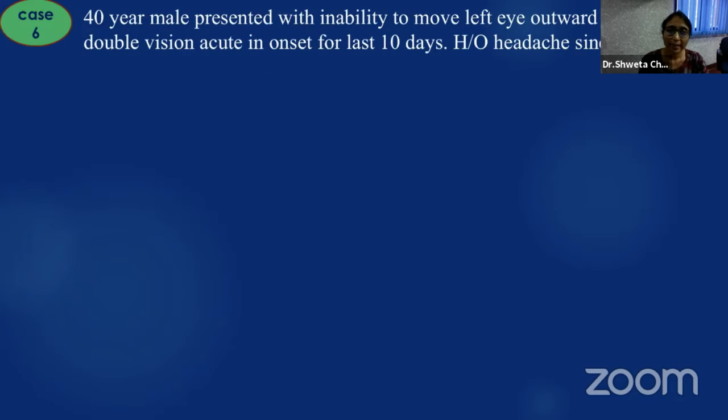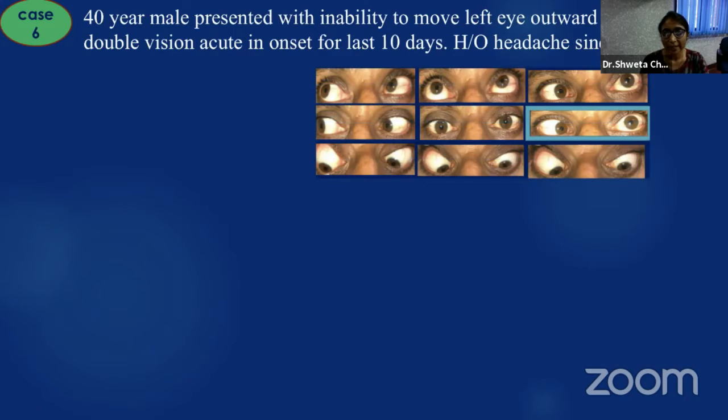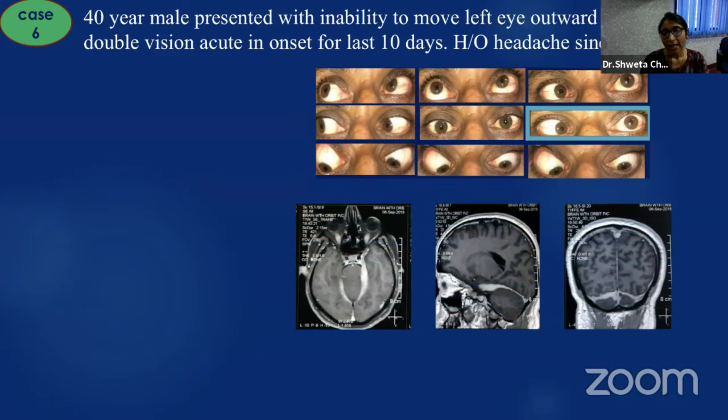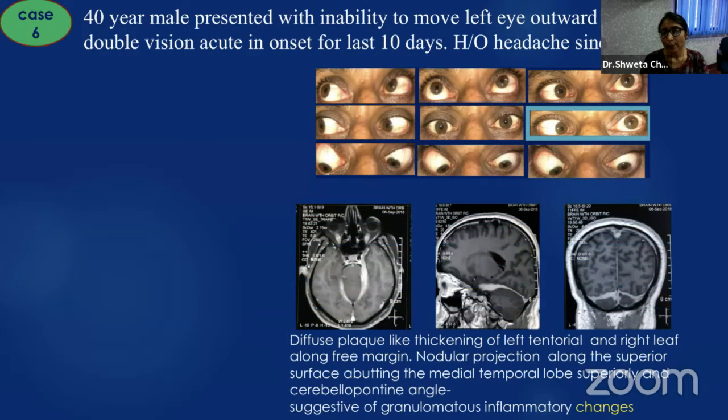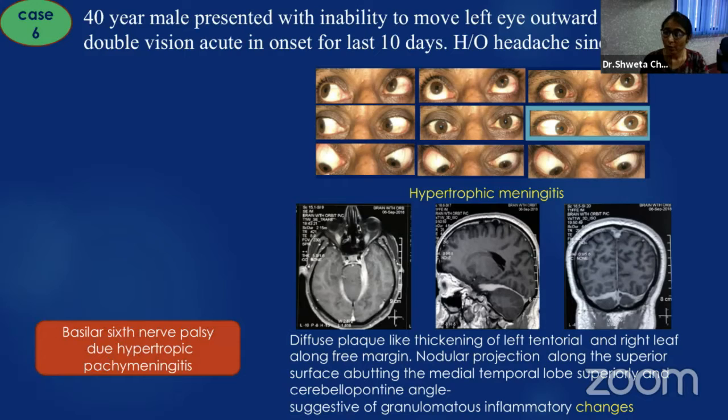Now coming to another case, a 40-year-old male presented with inability to move the left eye outward. He had a history of headache since 4 weeks. Examination revealed a left-sided sixth nerve palsy. Imaging revealed a diffuse plaque-like thickening of the left tentorium, suggestive of granulomatous inflammatory changes consistent with hypertrophic pachymeningitis, which was impinging on and causing basilar sixth nerve palsy.